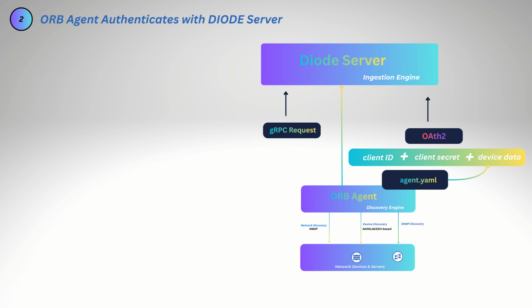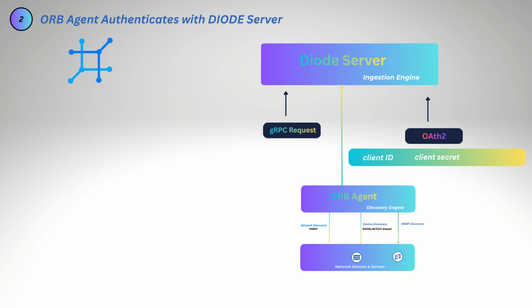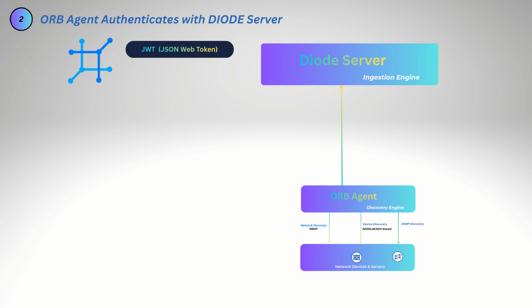However, the DIODE server acts as a middleman. It takes these credentials and makes an OAuth2 request to NetBox. So the DIODE server sends a POST request to the NetBox OAuth2 endpoint and says, "Hey NetBox, someone is trying to send data with these credentials. Are these valid?" NetBox receives this request, looks up the client ID in its database, hashes the provided secret, compares it with the stored hash, and checks if the client is active. If everything matches, NetBox generates an access token. This is called a JWT, or JSON Web Token, and sends it back to the DIODE server.